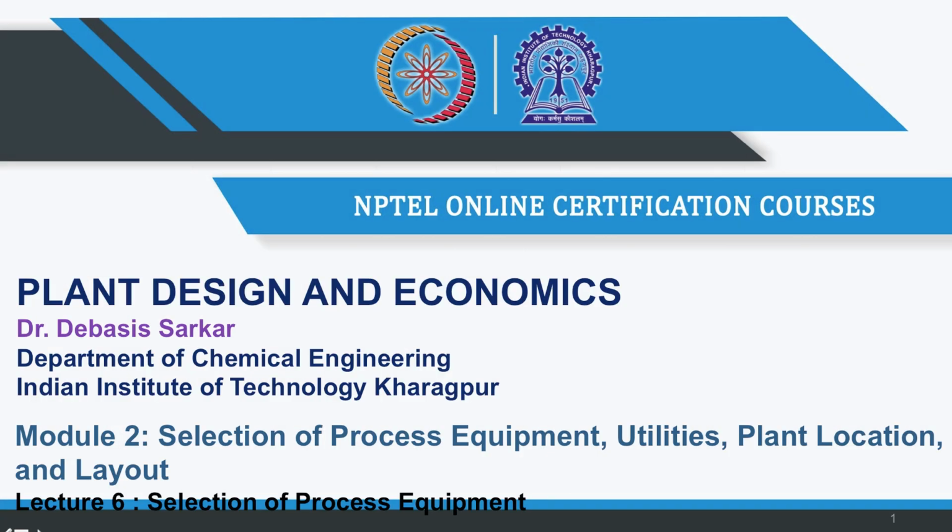Welcome to Module 2 of Plant Design and Economics. This is Lecture 6. In this week, we will talk about selection of process equipment, utilities, plant location and layout. Today is the first lecture of Module 2, and in this lecture, we will talk about how to select process equipment.